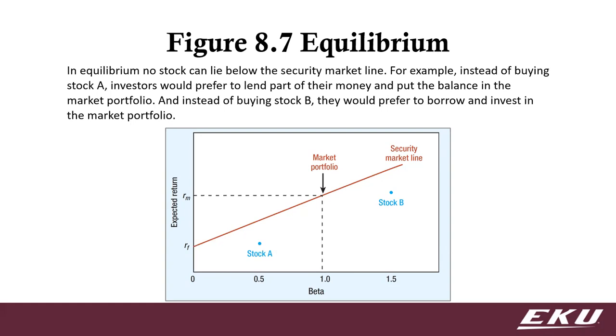What would happen? Well, if you were in stock A, you would want to move right, more into that market portfolio. You're trying to get back to the security market line. And by doing that, we're going to put pressure upon those prices and move things into equilibrium.